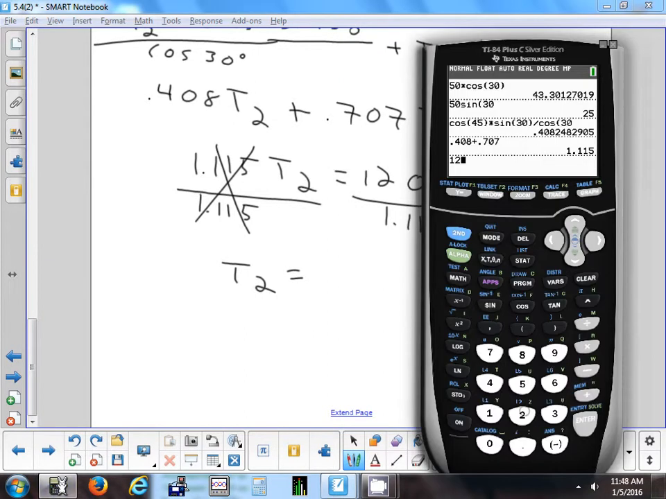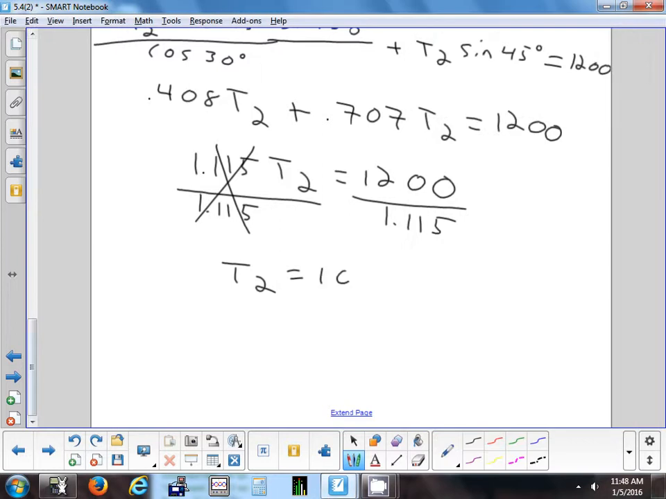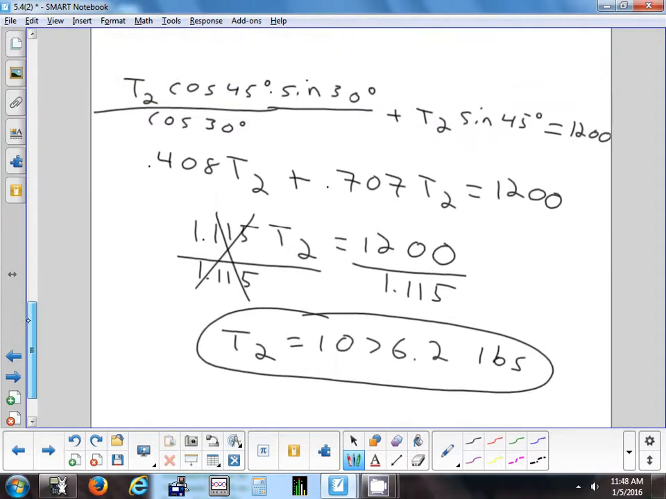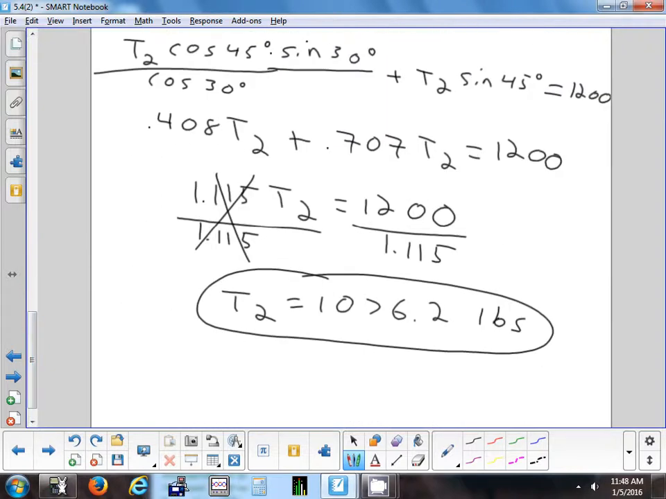Okay, so 1,200 divided by 1.115. That's the tension in cable 2. It's 1,076.2 pounds. Now, if we're really confident that we got T2 correct, can we just subtract 1,076.23 from 1,200 to get T1? Are these cables just pulling straight up? Oh, no. They're pulling at an angle. So the total tension is actually going to be more than the weight because the cables are pulling against each other, okay? Which usually happens.